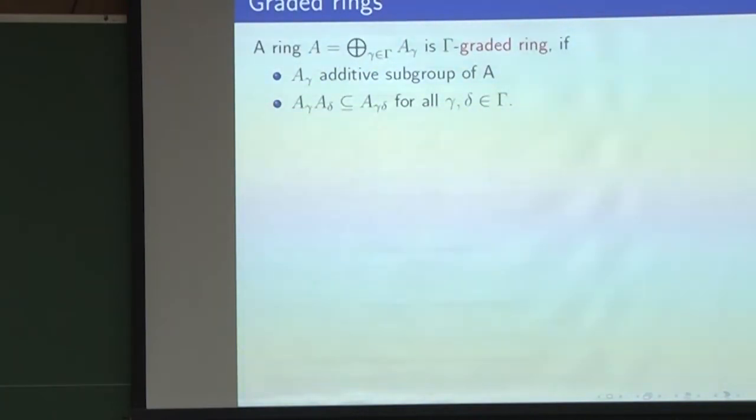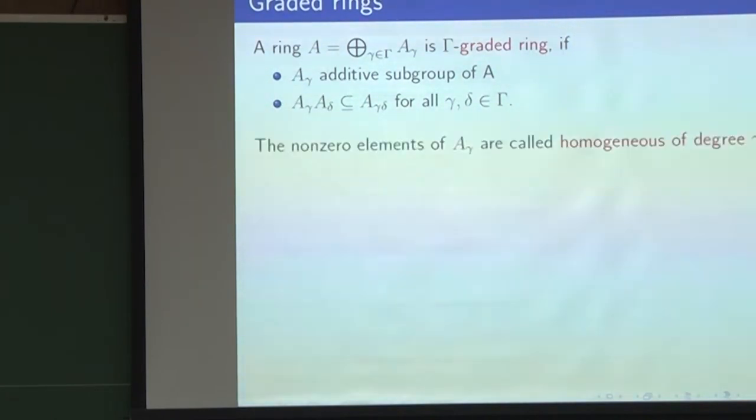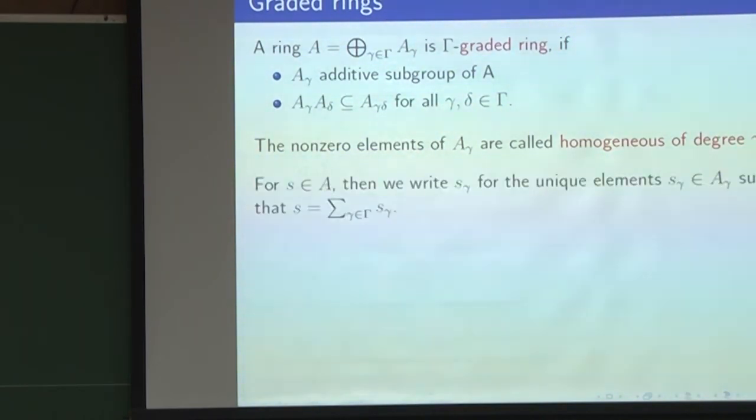Let's first recall what a graded ring is. A ring A is called a gamma-graded ring if it has this decomposition, each component is an additive subgroup of A, and it satisfies this relation. We call the non-zero elements of this component homogeneous of degree gamma. Given any element s in this graded algebra A, we write s_gamma for the unique element in the gamma component such that s is this sum.